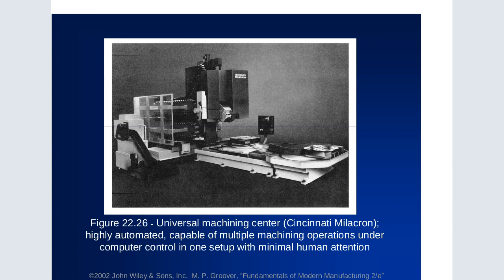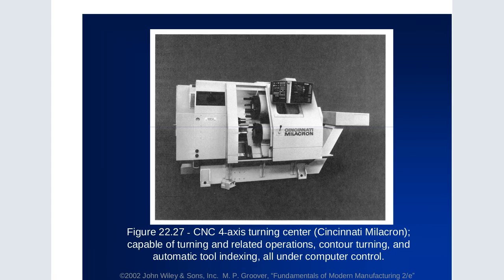And then we have the CNC machines, highly automated and capable of multiple machining operations under computer control in one setup with minimal human attention. The CNC machines are there now, and they are automated, and they can do the milling. That is the turning center. You can see how it is working.